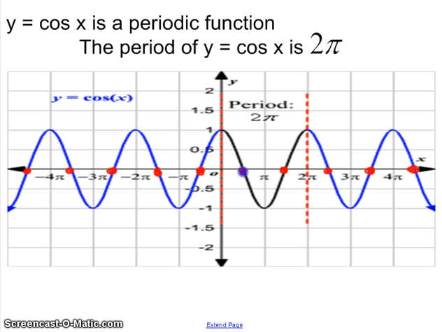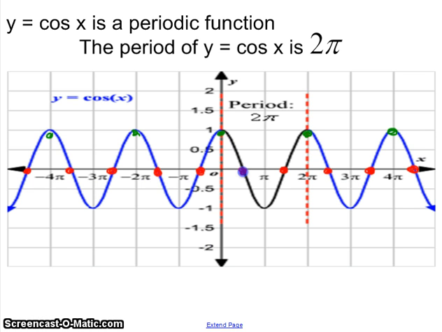Where are all of the maximums? At the top, 0. The next maximum is 2 pi. The next maximum is 4 pi. And on the left, I've got negative 2 pi, negative 4 pi.